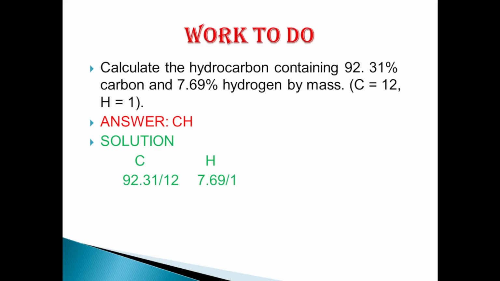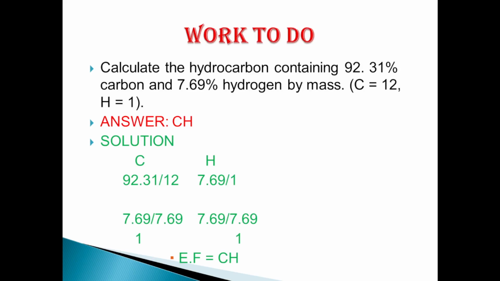So in this case, we have for carbon, 92.31 divided by 12 will give us 7.69. Then the same thing, 7.69 for hydrogen divided by 1 will give us the same value. So you see that we have the same number of moles, 7.69 for carbon, 7.69 for hydrogen. Therefore, you divide by 7.69, and that will give you the ratio 1 to 1.